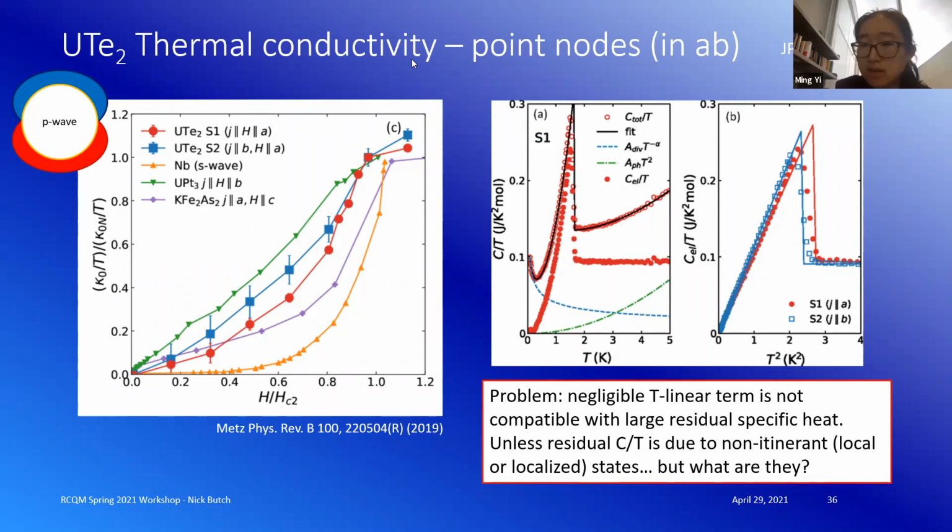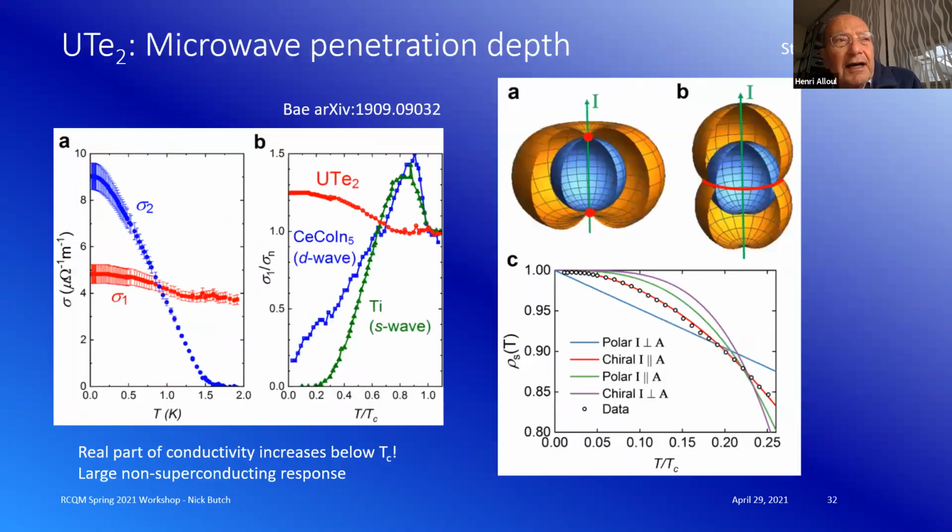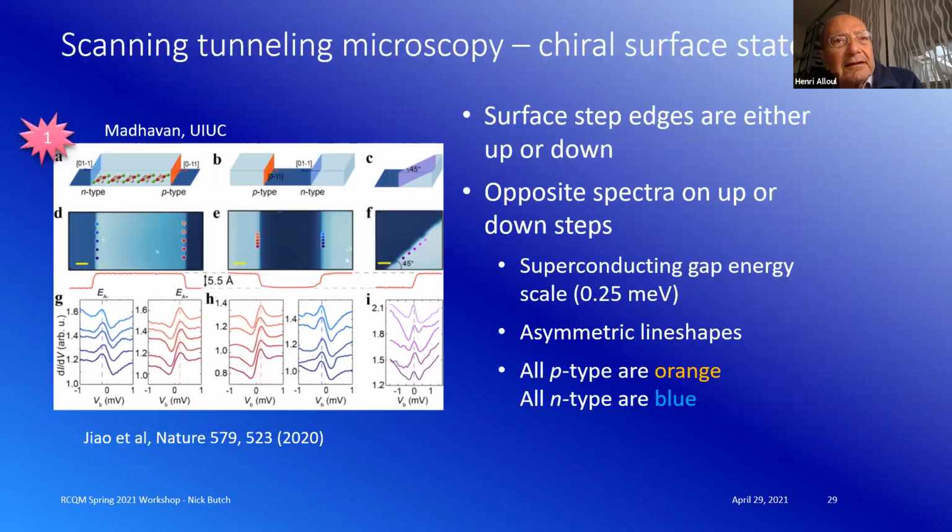Next one, let's go to Henry. Yes, nice talk, but complicated system. I was wondering about the results on the susceptibility, which is found in the normal state, which is very anisotropic. You have a large enhancement of the susceptibility in one direction. Do you explain that by a ferromagnetic tendency, Ising-like or something like that?